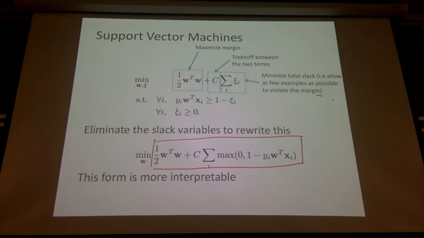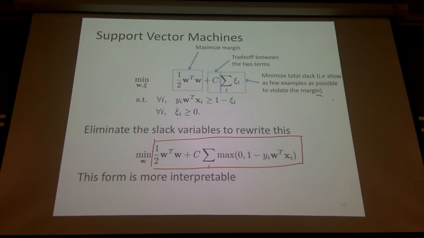Yeah? So on the same point, what about examples that are already classified correctly? Do you ignore them? The psi ends up being zero. For those variables which are correctly classified, the slack ends up being zero because it's already classified. There's no reason to have a slack.